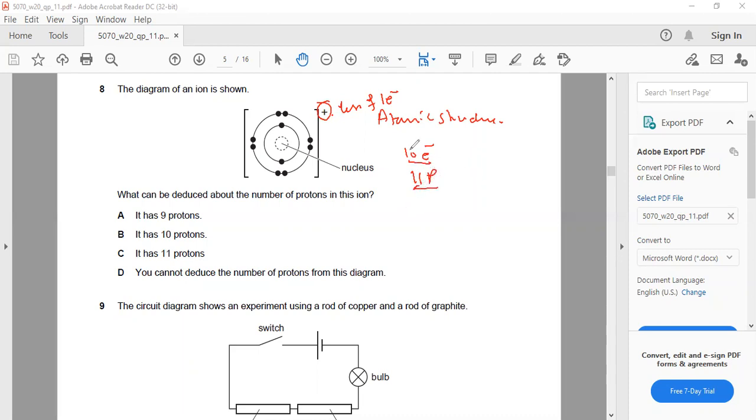In the form of an atom, it should have 11 electrons. Now it is in the form of an ion. 9 protons is wrong, 10 protons is wrong. The C is the answer. The statement that we cannot deduce the number of protons from the diagram is absolutely wrong. The plus charge means one electron is lost.